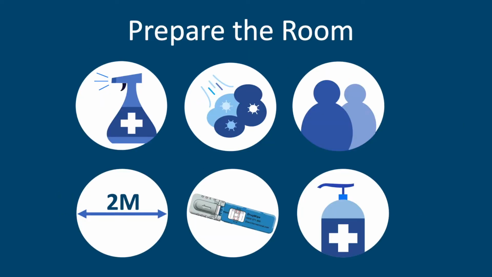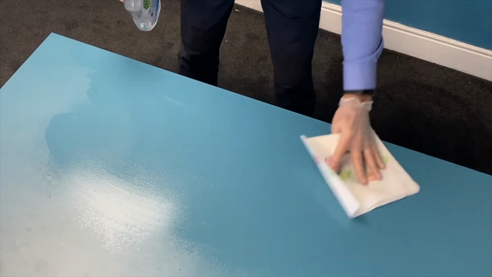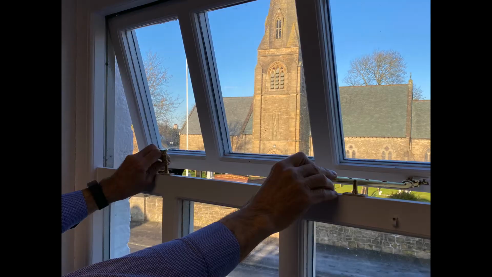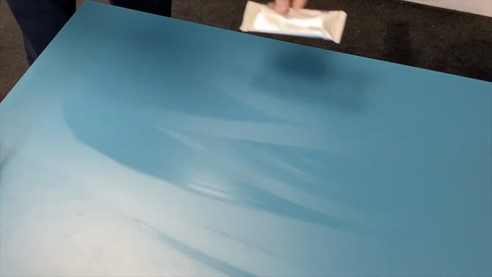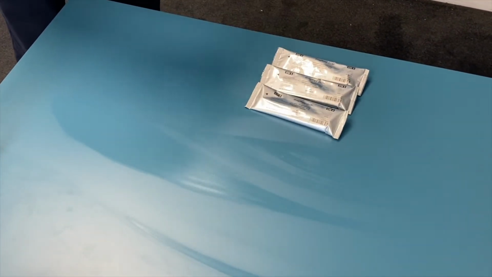Ensure you have fully prepared the room before conducting any testing. Make sure to wipe down all surfaces with a non-alcoholic antibacterial spray. Ventilate the room by opening a window or turning on any air conditioning. The testing room should be large enough to incorporate the socially distanced guideline of 2 meters. All necessary equipment should be available within the room before any testing commences.